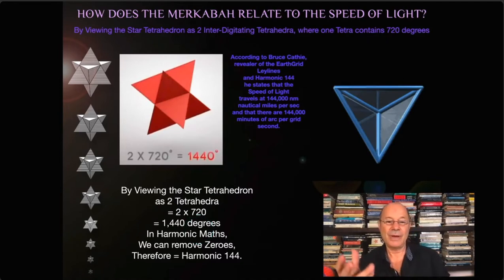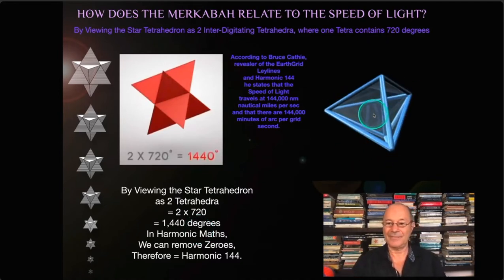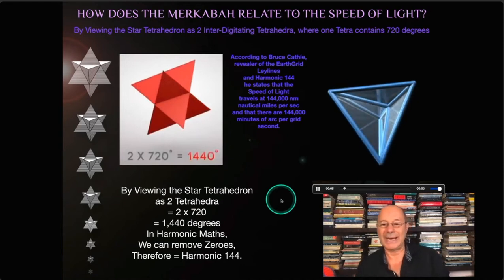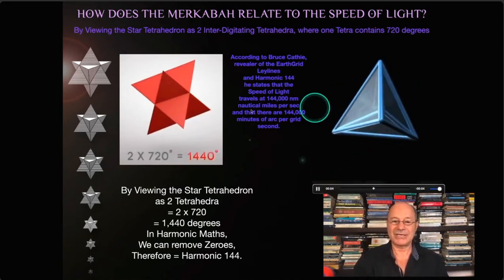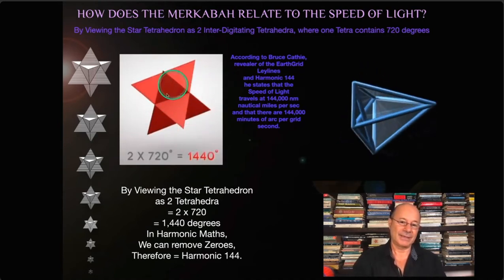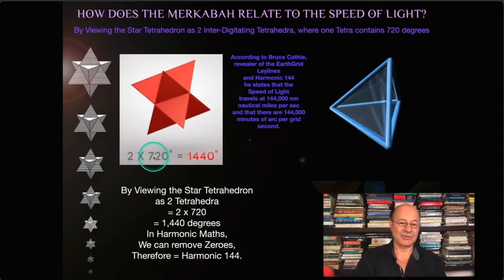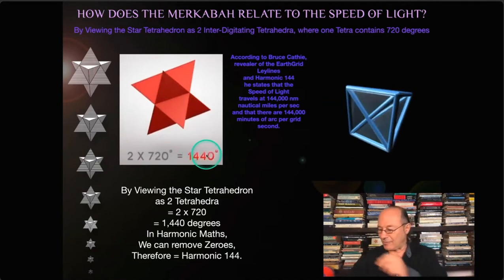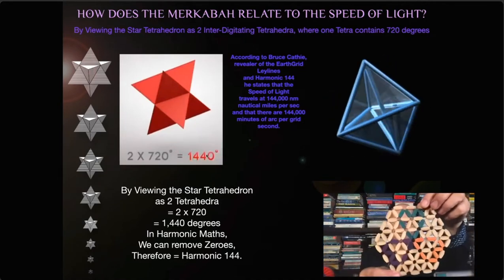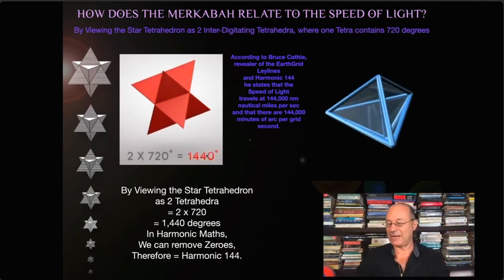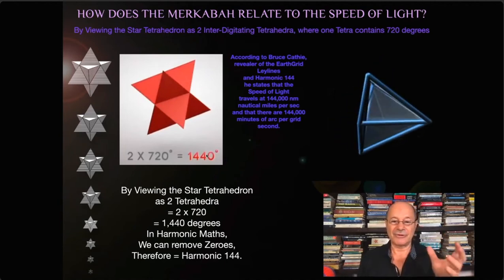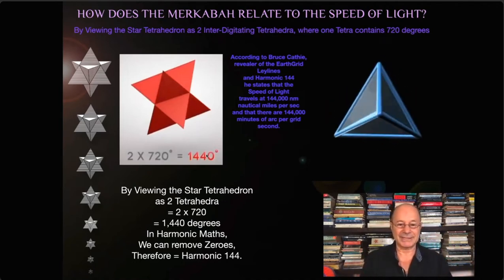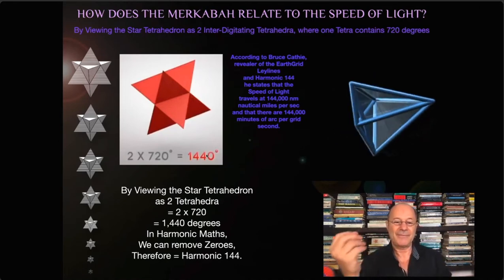It's just an idea. When we look at the tetrahedron, this is the tetrahedron here, and I'm spinning it around. If we added up all the angles of the 4 triangles, it's 4 lots of 180, it makes 720 degrees. So if star tetrahedron is 2 interpenetrating tetrahedra, then double 720 is 1440 degrees. And in harmonic maths, we can drop the 0, we end up with a harmonic 144. Like I said, the flower of life has 144 parts, and the speed of light is 144,000 minutes of arc per grid second, which means when we drop the zeros, harmonic 144 is embedded in this Merkaba, in this star tetrahedron. That's why Mer means light, because we're talking about the speed of light.